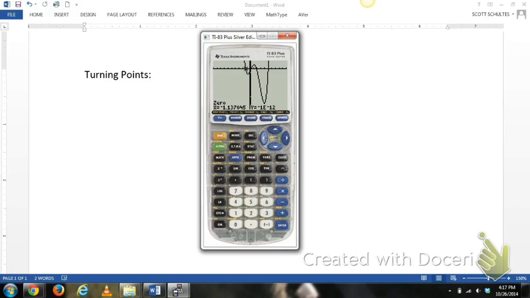I'm going to do this again to get that 0 that looks like it's at the origin. I'm going to hit second trace, and choose 0, number 2. Now, if I'm at that origin, I want to be to the left of it, so right down below is to the left. Hit enter. I'm going to go above, hit enter, and hit enter a third time, and that looks like it's 0.29.